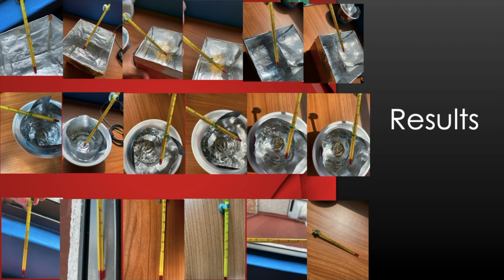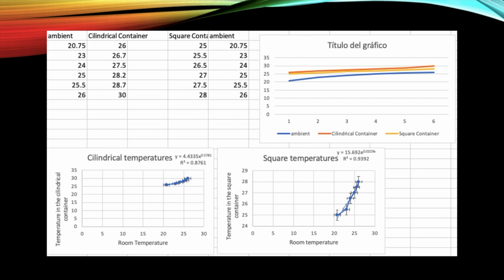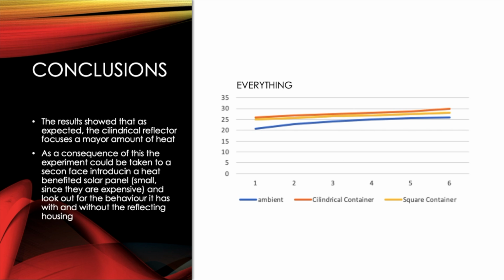In the following tables are shown the ambient temperatures and how each container affects the resultant temperature, and in the colored graph we can see all the temperatures represented. The blue one is the ambient, the yellow the square container, and at the top the orange one is the cylindrical container temperature. With all this, we can conclude that, as expected, a cylindrical coating focuses the heat more, accomplishing the goal for the experiment: optimize the heat from the sunlight.